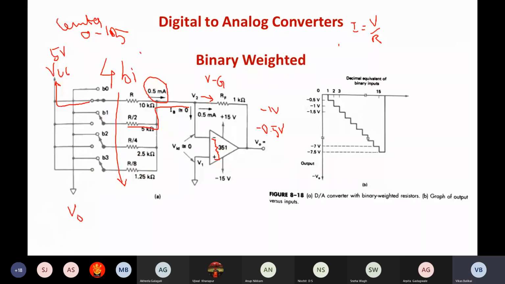V0 will be equal to minus RF multiplied by, initially B0 by R plus B1 by R by 2 plus B2 by R by 4 plus B3 by R by 8. So this is what will be my output voltage equation, and accordingly you keep on changing the values from B0 to B3.